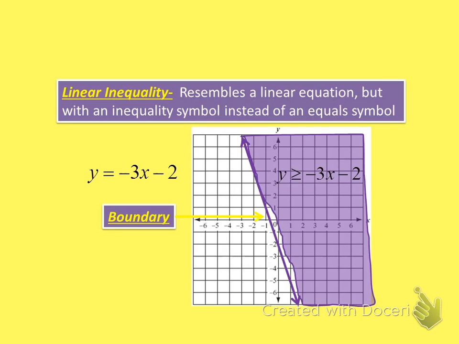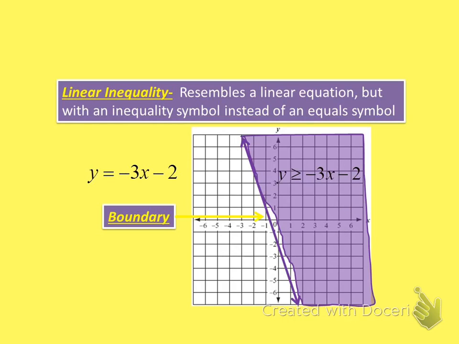Now for these though, we're going to remember to shade a side. We're going to have test values and shade one side or the other. The side that pops up shaded in this example is y is greater than or equal to negative 3x minus 2. So you graph the line just like it was the equation, but then the inequality becomes the shading part of the problem. Oh, so only when it's an inequality.